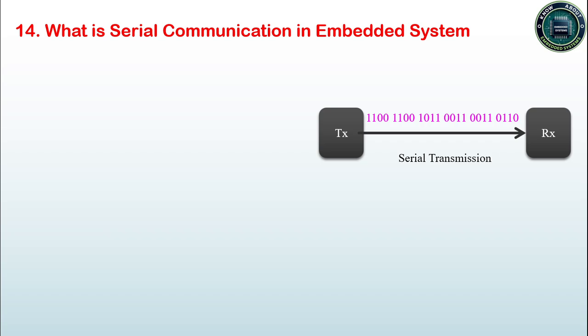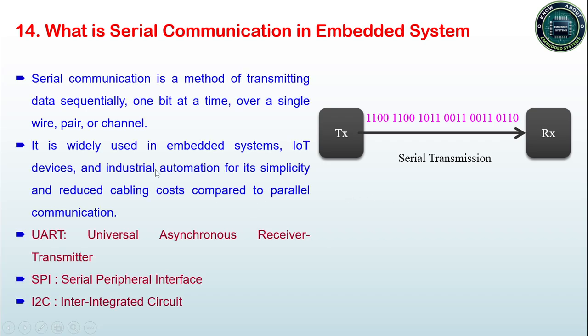What is the advantage of serial communication? Serial communication requires very little hardware. Maybe one or two wires or connecting terminals are required to transmit and receive the data. This is a very big advantage, since in embedded systems we want to reduce the size as much as possible. Serial communication in an embedded system is a method of transmitting data sequentially, one bit at a time, over a single wire or a pair of wires.